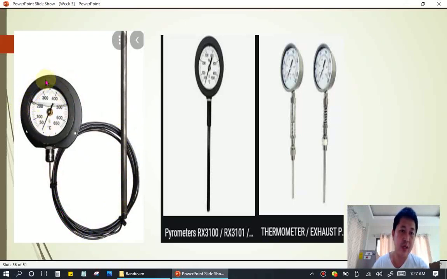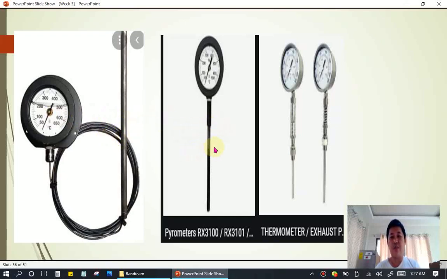This is to protect the components inside, and to protect against the vibration. There is a vibration of the ship, so that the components inside the pointer will not be damaged. So this is a wired local thermometer. This is a directly mounted local pyrometer, directly mounted to the individual exhaust pipe. So those are the applications of the pyrometer.